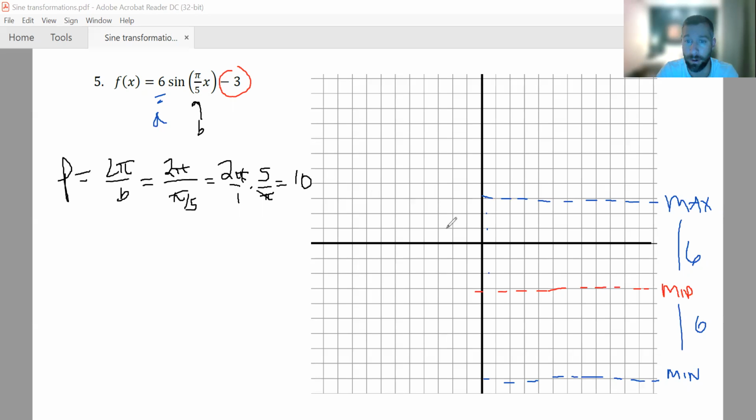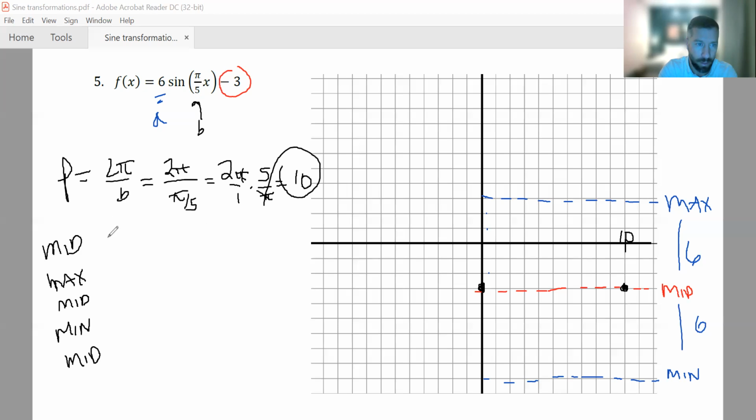Let's go annotate that on our graph. 1, 2, 3, 4, 5, 6, 7, 8, 9, 10. So right now, if I know anything about sine graphs, I go mid, I'm not going to screw it up this time, to max, back to our middle, back to our minimum, then back to our mid. So I know we're starting and ending on our mid. From 0 to 10, I have to complete a full cycle. Why? Because that's our period.